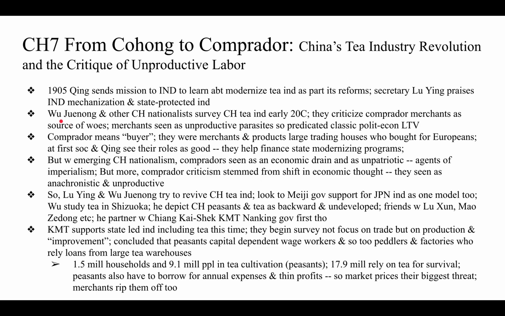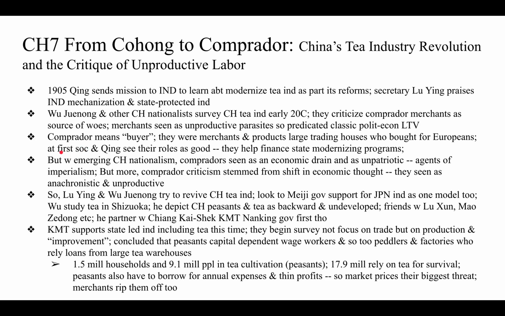Another individual is Wu Juenong, and he and other Chinese nationalists surveyed the Chinese tea industry in the early 20th century. They criticized the comprador merchants as the source of China's tea production woes. The merchants, in their view, were seen as unproductive parasites, and Wu and others based their critique in classical political economy and views of the labor theory of value. Comprador here means a buyer, basically. They were the merchants, and they were the products of the large trading houses who bought for the Europeans. So these rich seaside merchants.